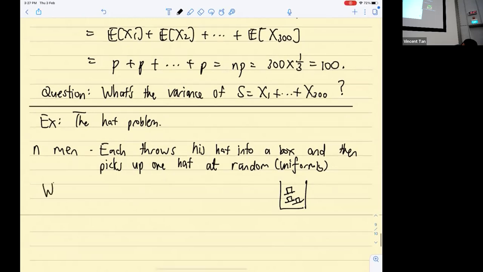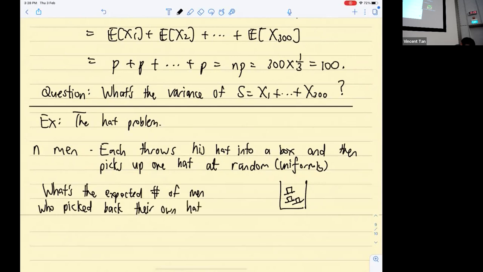So the question is, what's the expected number of people, of men, who picked back their own hat? Note that everyone has only one hat. So you have the Oliver hat, then you have the Liao Xue hat, and then I have my own hat. We all throw our hats into the box, then we're going to pick them up again.